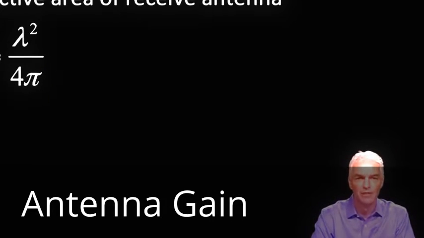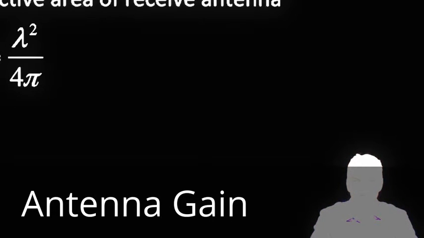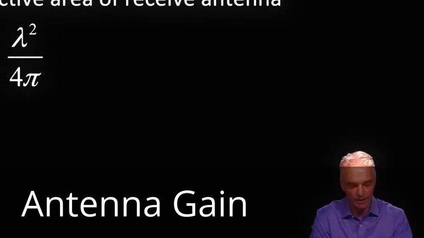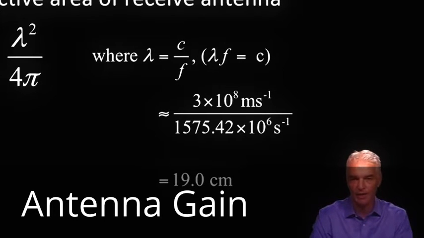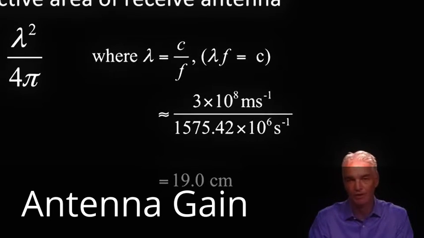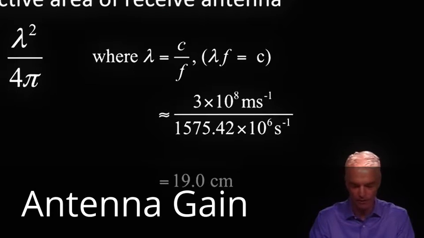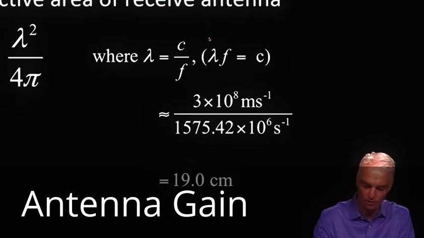And finally, in terms of antenna analysis, you have something known as the effective area of a receive antenna, and that's a function of the wavelength. And so it's simply given by this formula. The effective area is wavelength squared over 4 pi, where lambda is the wavelength of the GPS signal. If you wanted to work that out, just remember that lambda, the wavelength, times frequency gives you the speed of light.